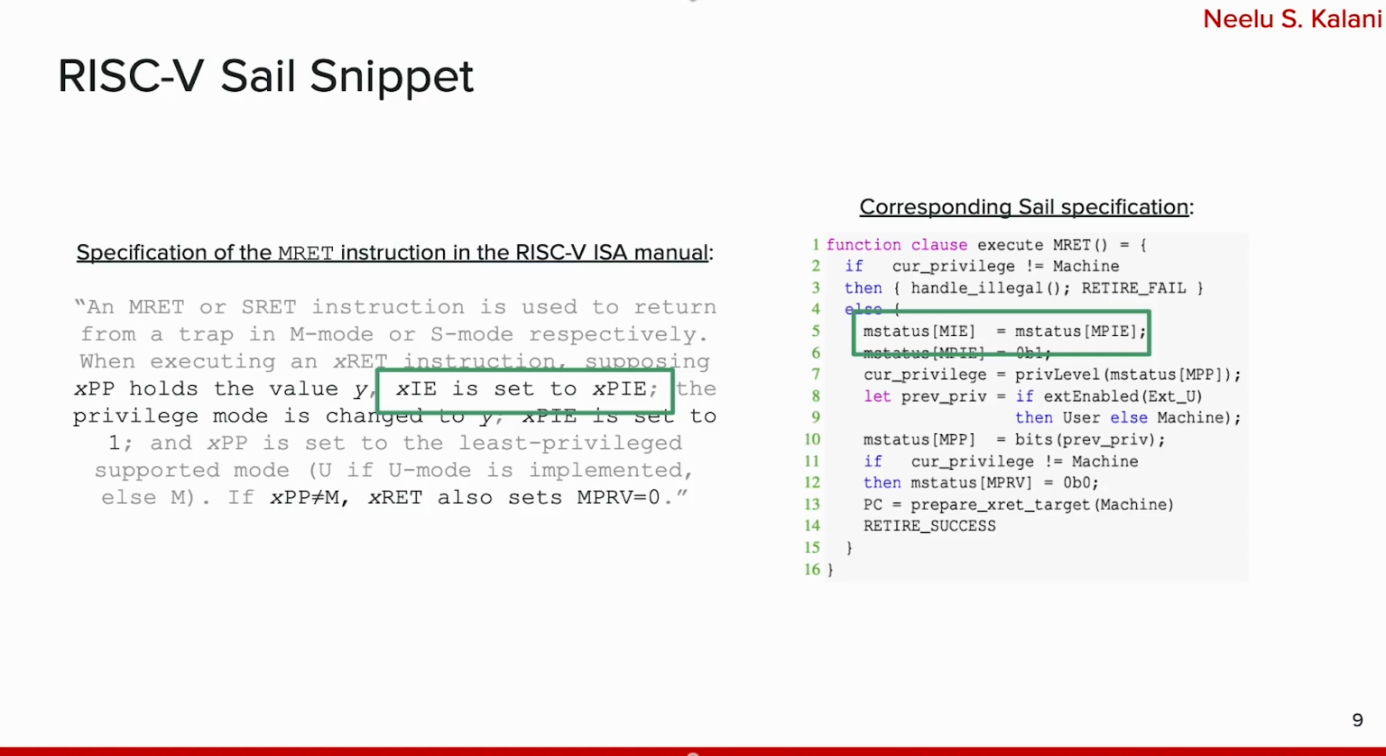Now, maybe you already know about Sail, but for those of you who don't, here's what it looks like. On the left, there is the Prose-style specification of the MRET instruction in the RISC-V ISA manual, and on the right side, there is the corresponding Sail specification. So as we can see in the Prose-style specification, XIE is set to XPIE, for instance. We can map that to the Sail specification when on line 5 we read that the MIE field in mStatus is set to MPIE.